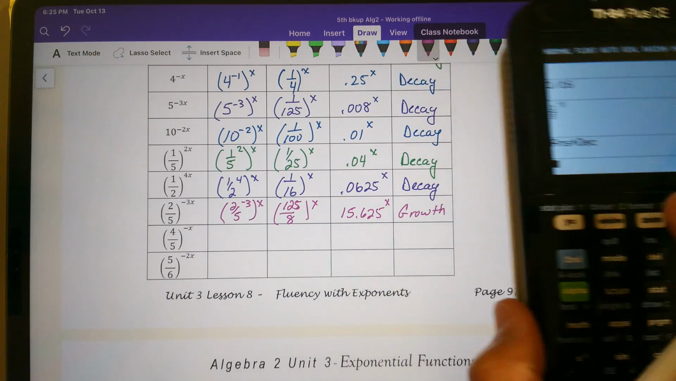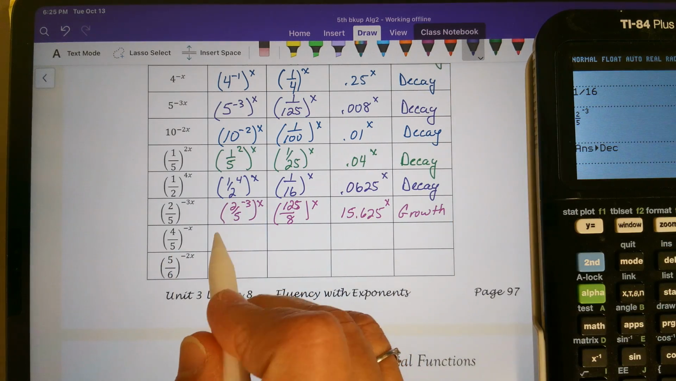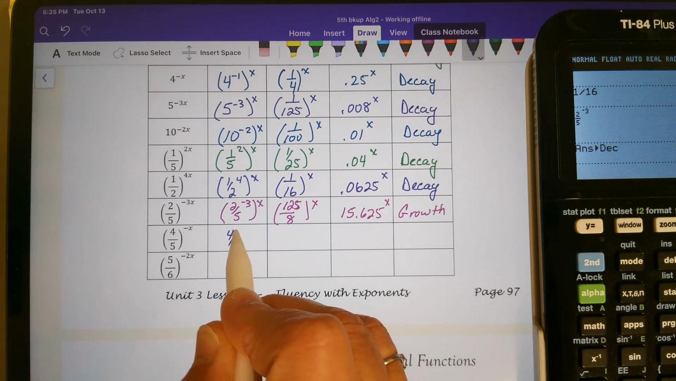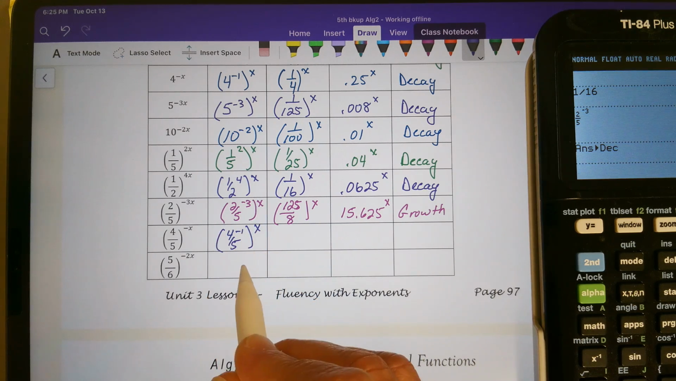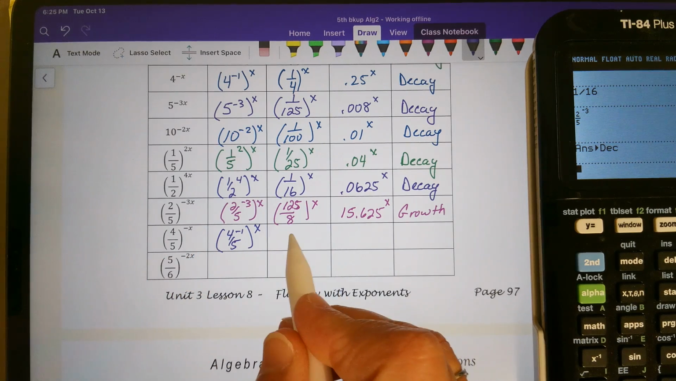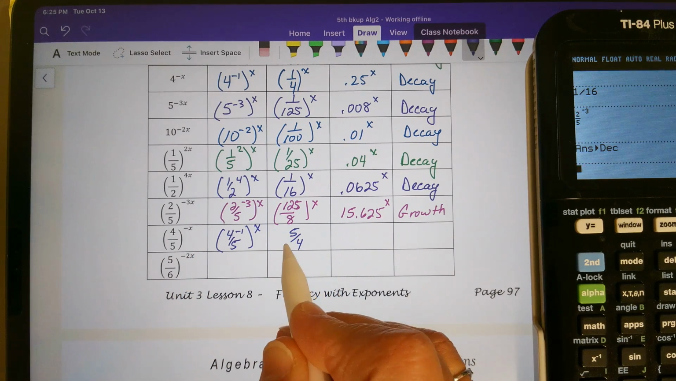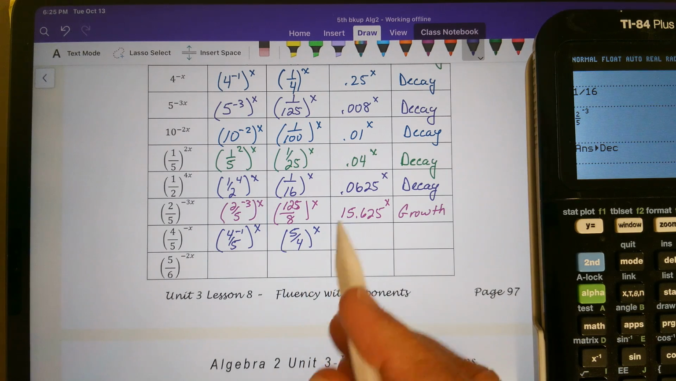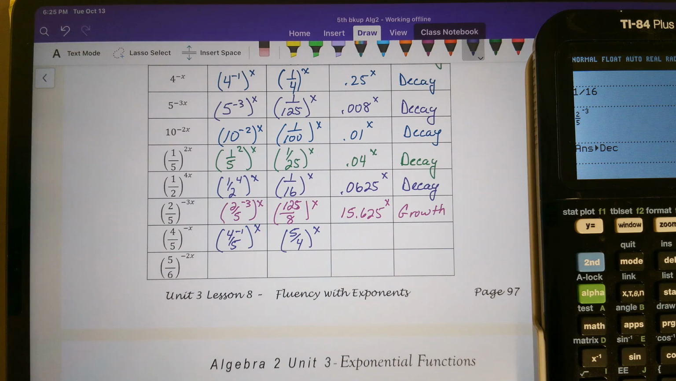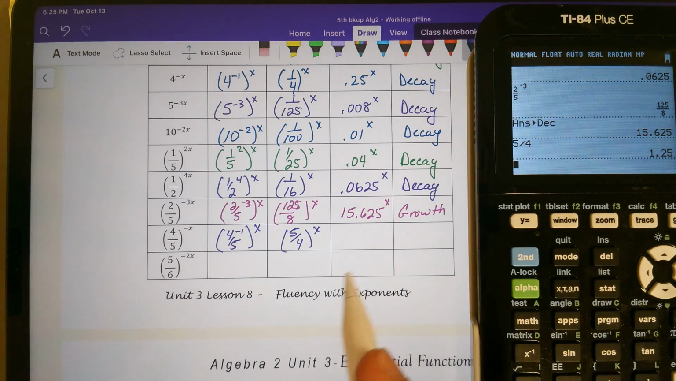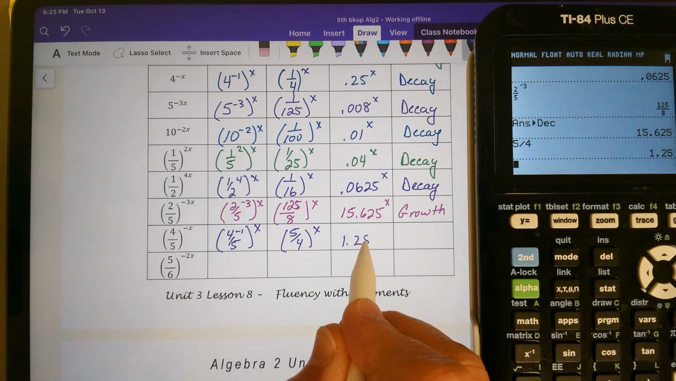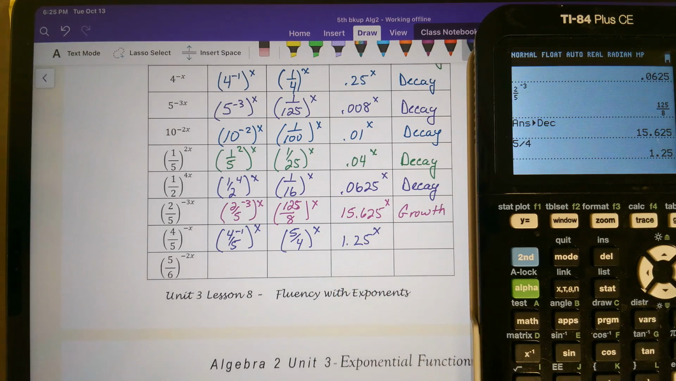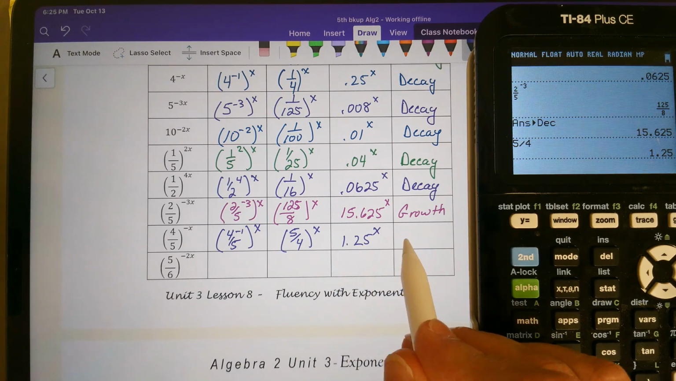4/5 raised to the negative x. That is 4/5 to the negative 1 raised to the x. And that would mean I would just flip that fraction, so that's 5/4 raised to the x. And 5/4 is 1.25? 1 1/4, right? 5 divided by 4? Yep, 1.25. 1.25 to the x. And this also is growth.